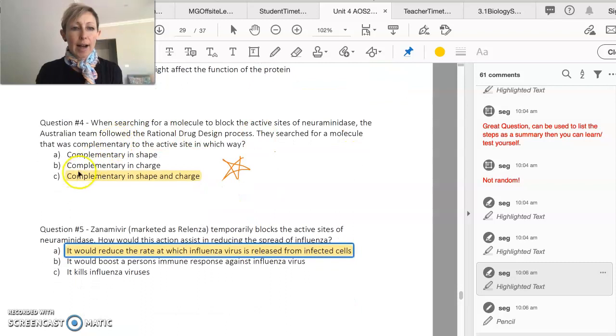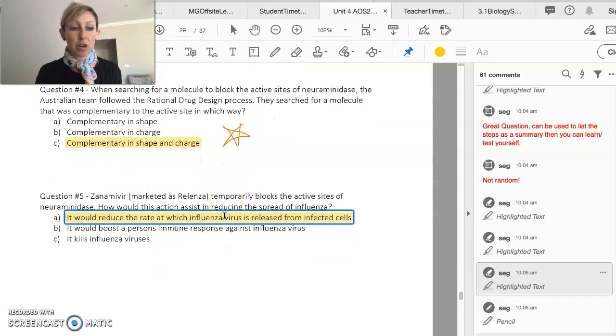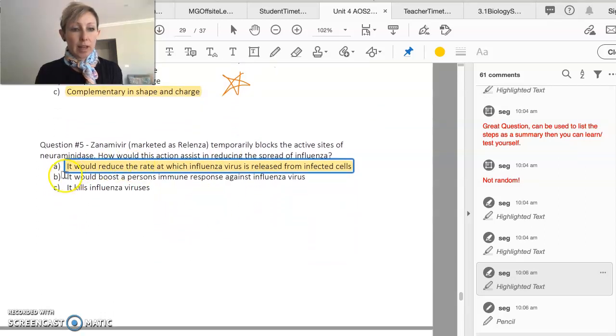Question four, they searched for a molecule that was complementary to the active site in which way? Really important that you remember that the drug itself has a complementary charge and shape to the enzyme. Okay, so it complements the enzyme and fits perfectly because of its shape and because of the charges. So we've talked about shape and conformation a lot when we've talked about enzymes, but here you need to mention the shape and the charge of that active site.